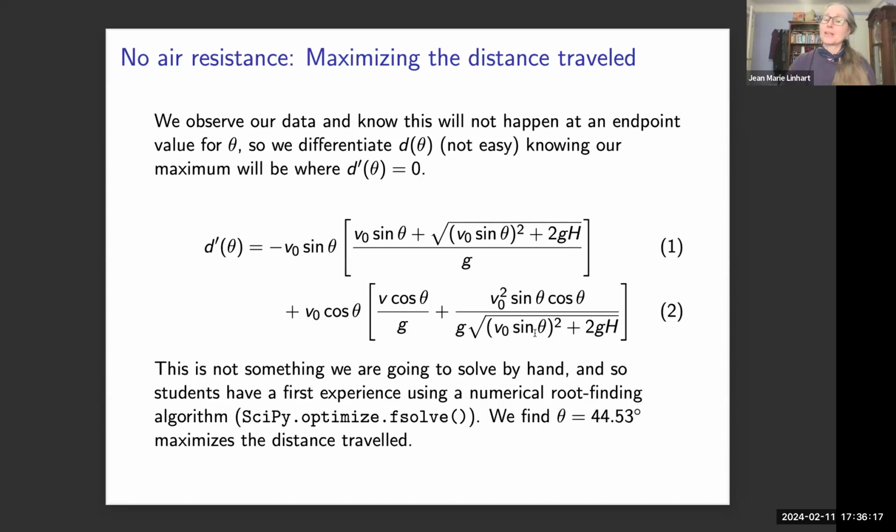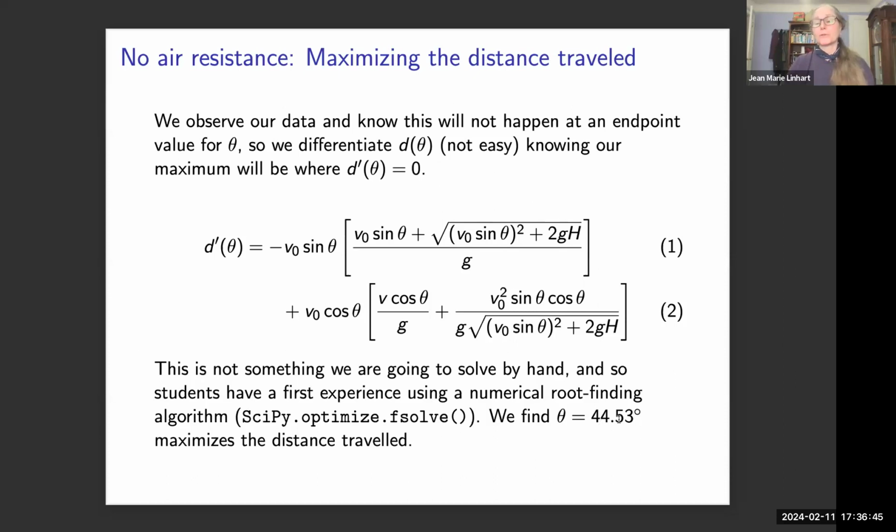You'll notice that there are thetas all over the place. There's a sine theta, a sine theta and a cosine theta, and another term. You're not going to solve this one by hand very easily. So at this point, it's time to introduce students to using a routine. In Python, it's the fsolve routine. That's a numerical root finder. And with that numerical root finder, you can find that theta equal to 44.53 degrees is going to maximize the distance traveled.